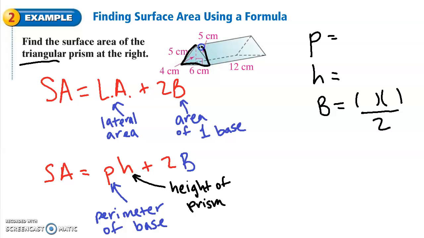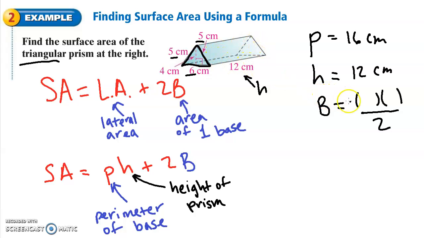The bases in this case are triangles. We want to find the perimeter, the added distance. It looks like this side is 5 centimeters, this is 6 centimeters, and this is 5 centimeters. So 5 plus 6 plus 5 is going to be 16 centimeters. This guy right here is going to be the height at 12 centimeters. I know this is the height because the two bases are the triangles, and if I flip this over instead of right side up, this would be the height.